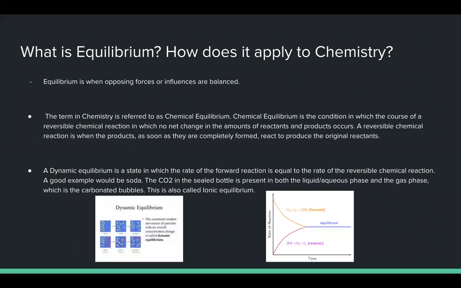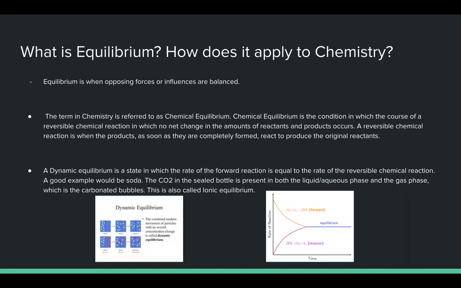Firstly, what is equilibrium? Equilibrium is when opposing forces or influences are balanced. How does it apply to chemistry? The term in chemistry is referred to as chemical equilibrium. It is the condition in the course of a reversible chemical reaction in which no net change in the amounts of reactants and products occurs.